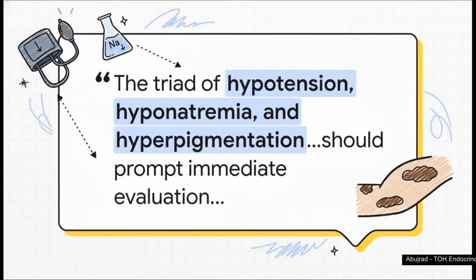And this quote just nails it. This is the classic triad you have to burn into your memory. If you find this combination of things, you have to act. It's not optional. You have to investigate for primary AI until you have proven, definitively, that it's not there.